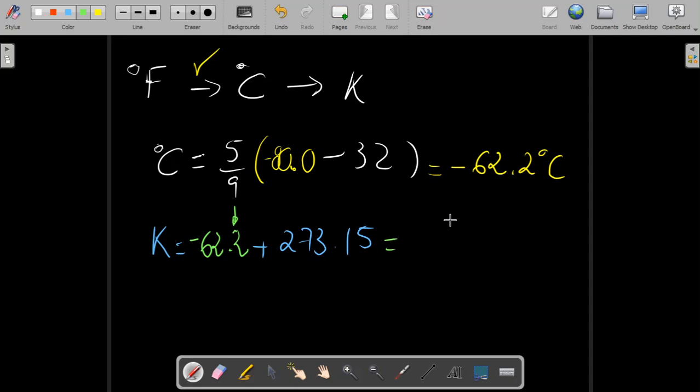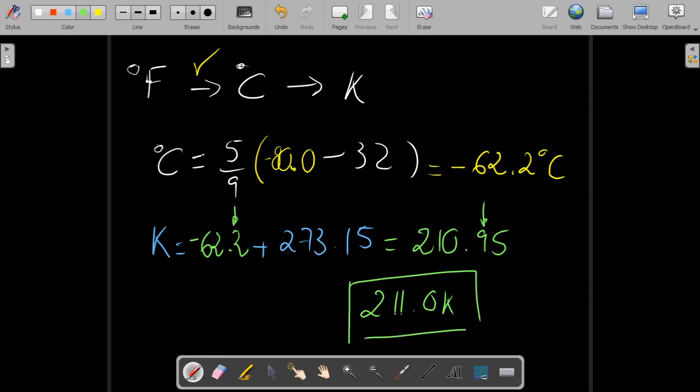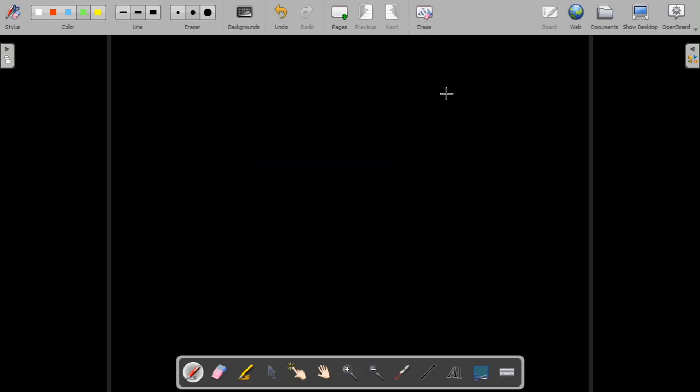So when you do that, you get 210.95. That means I need to stop right here. I look at the next one over. This is big enough to round it up. That becomes a 10. That means that this becomes 11. Okay, so 211.0 Kelvin is my answer. And that's example 2.2.